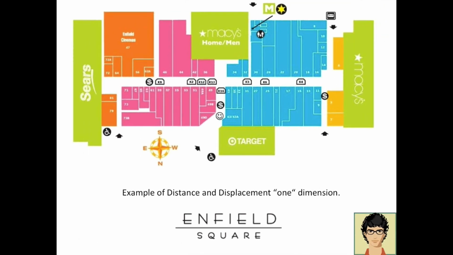Welcome to the Enfield Square Mall, a place that I assume you are all rather familiar with. So we're going to use this as our place to showcase the example of distance and displacement in 1 dimension. What I want you to notice is that we've got a perfect linear corridor like the number line that would extend from Sears to Macy's.